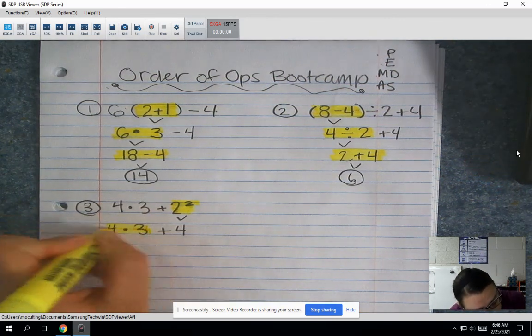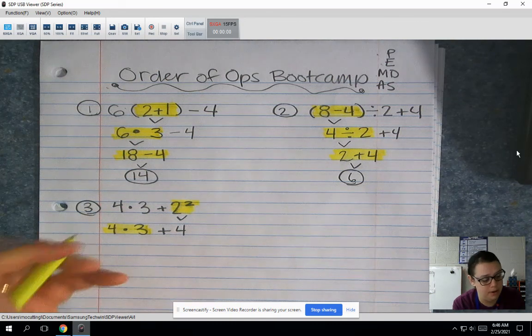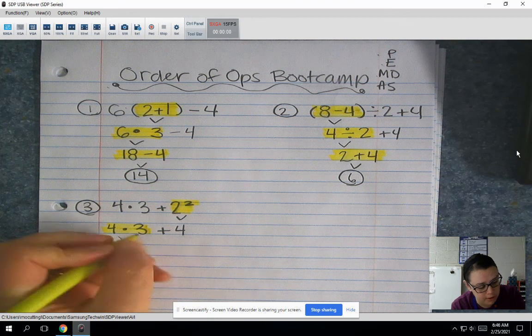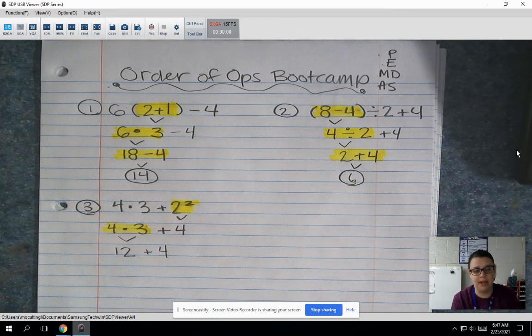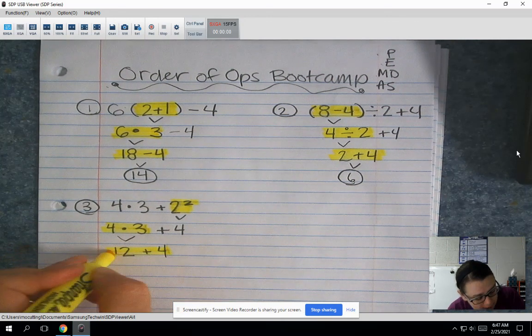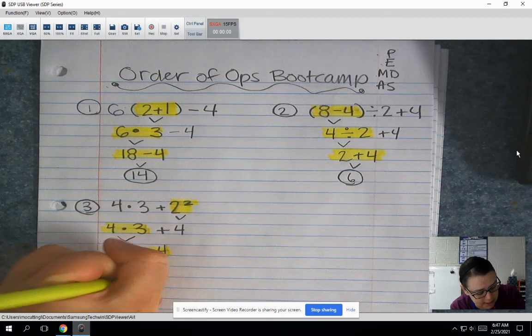4 times 3. If you are listening at this point, please draw a little heart next to number 3. Thank you. 4 times 3 is 12. And then plus 4, copying down what I have left. That's my last step, so I highlight that. And 12 plus 4 gives me 16.